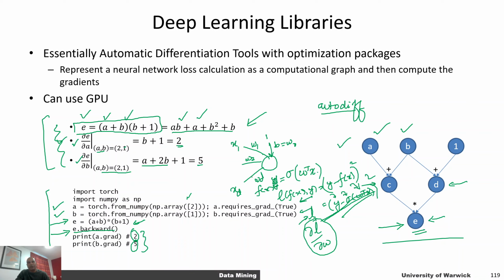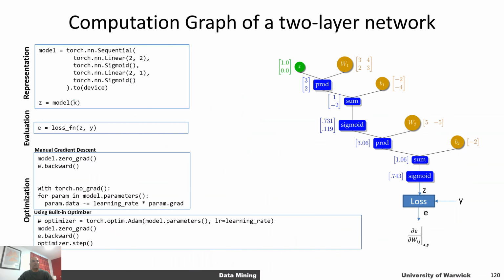And what these deep learning libraries do is that they represent the computation underlying the neural network as a graph, and then we can do automatic differentiation on top of it. And this can be coupled with very efficient optimization packages so that we can find optimal values of the weights. So what these deep learning libraries do is they represent a neural network loss calculation as a computation graph, and then compute the gradients and then optimize. Okay, so we're going to see how it's done for a very simple neural network that has 2 layers, and we're going to break down each of those parts.